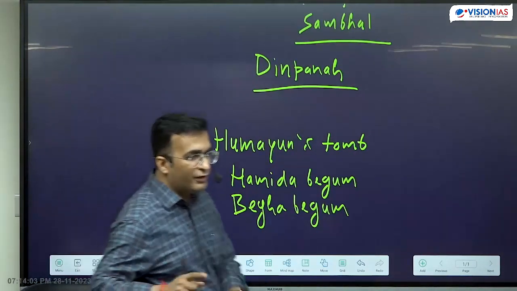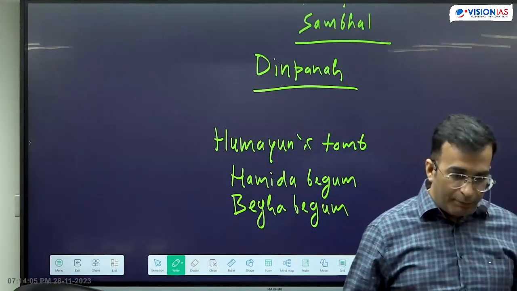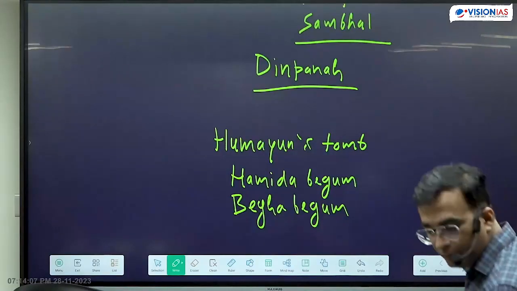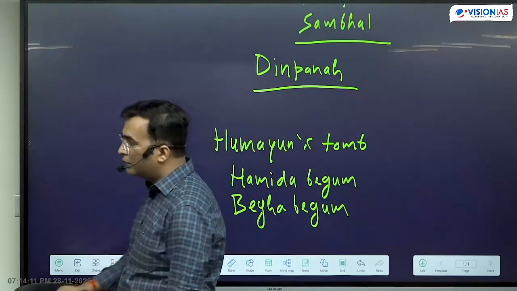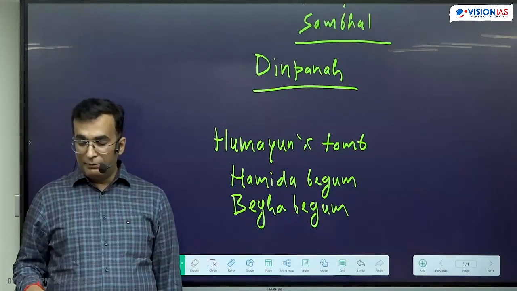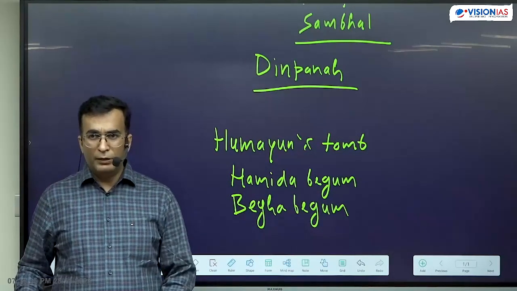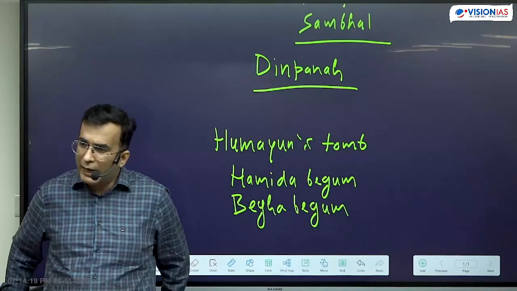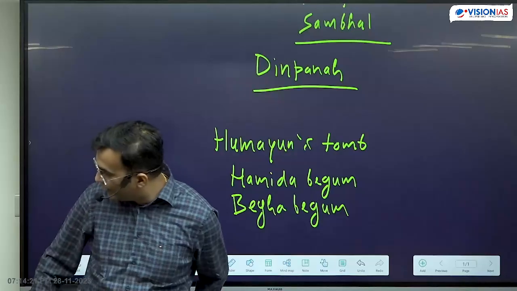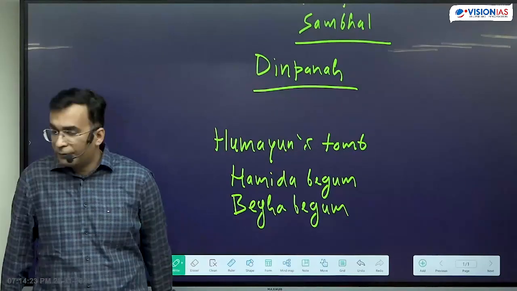How have you written it? How have you started? Humayun's tomb made by, okay, was the first landmark architecture of the Mughal period. First landmark architecture of the Mughal period. Mention.